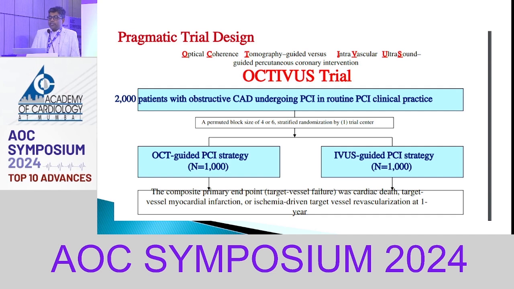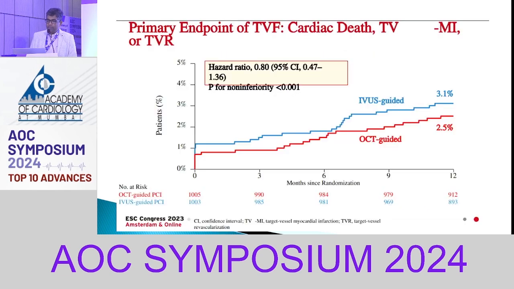Now, this Korean group presented the Octavius trial or OCT IVUS trial in the same meeting ESC, and here again the comparison was between OCT and IVUS. Here almost 2,000 patients were recruited, 1,000 patients in OCT and 1,000 patients in IVUS guided PCI strategy. Standard protocols were followed here, and if you see the TVF, there was not much difference. And if you see at the end of the 1 year, the event rates are so low, 3.1% and 2.5%. It's very difficult at these event rates to show a statistically significant difference between 2 strategies.